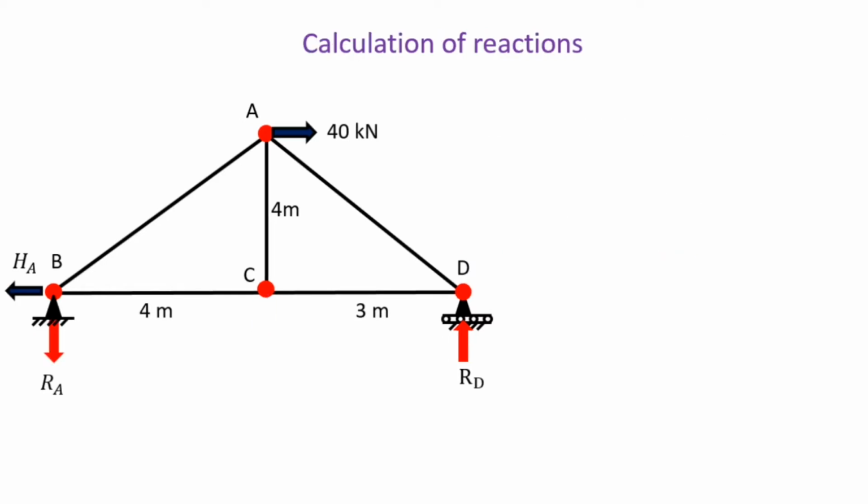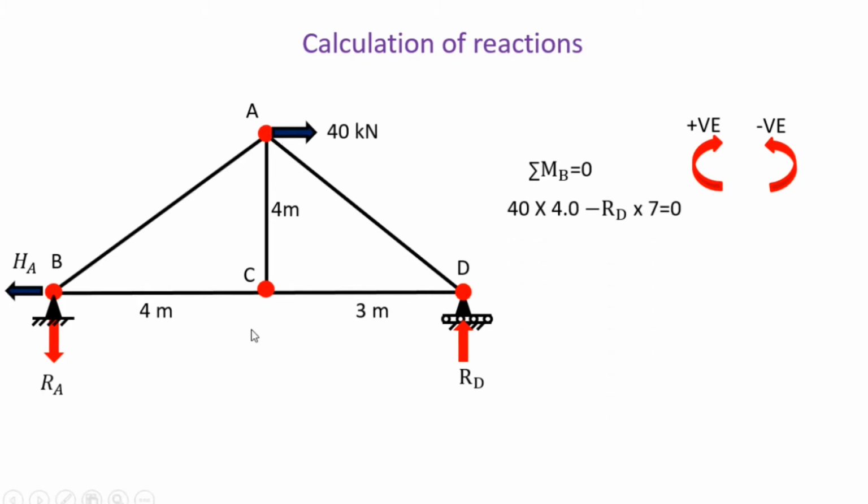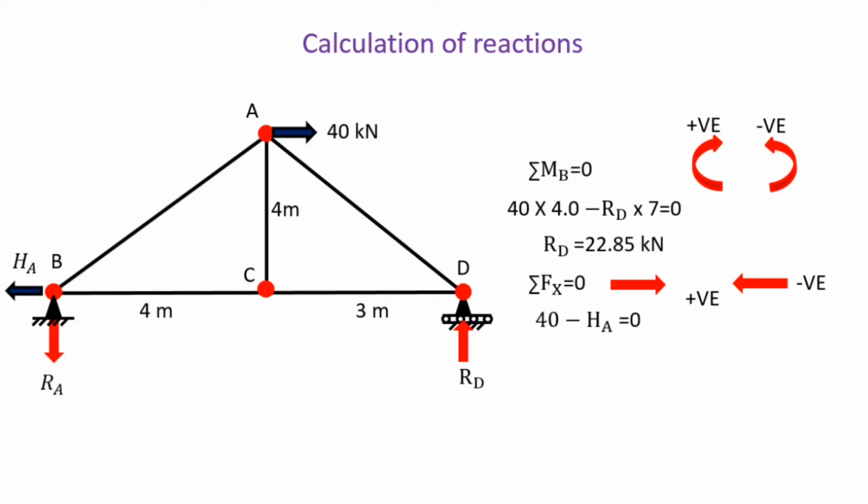The next step is to calculate the reactions. Here we take sigma MB equal to 0, clockwise positive and anti-clockwise negative. So 40 into 4 is clockwise, a plus, and RD into 7 is anti-clockwise, a minus. So RD is equal to 22.85. Then apply the sigma Fx condition, towards right plus and towards left minus. Here the 40 kN load towards right is a plus and HA towards left is a minus. So HA is equal to 40 kN.